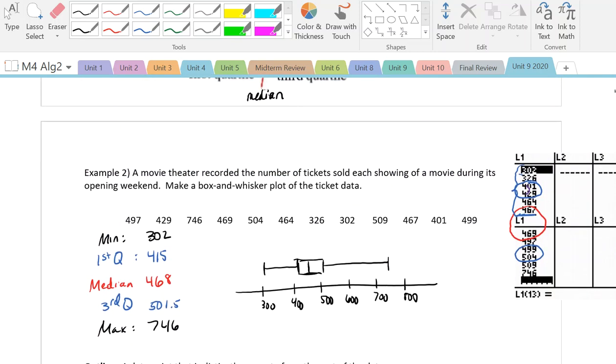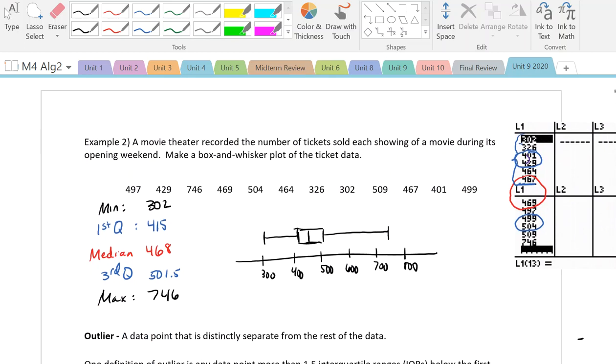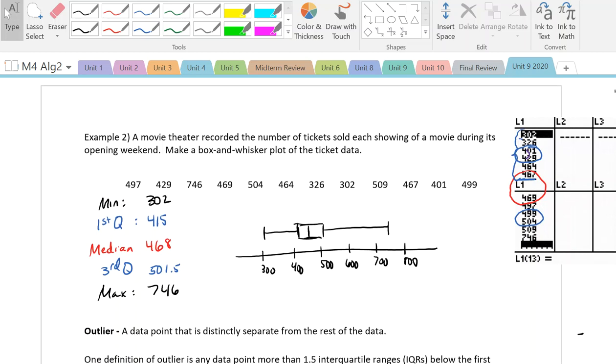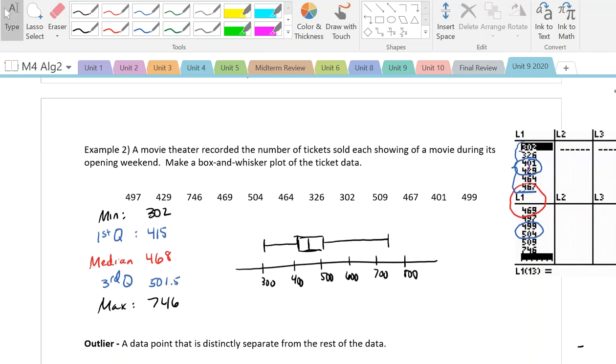And box and whiskers are nice for being able to show how wide things are if things are being spread out over a wider dispersion. So an outlier is a data point that is distinctly separate from the rest of the data. If I was looking at this particular set of data, one of them does seem different than the others. Okay, so make your prediction.